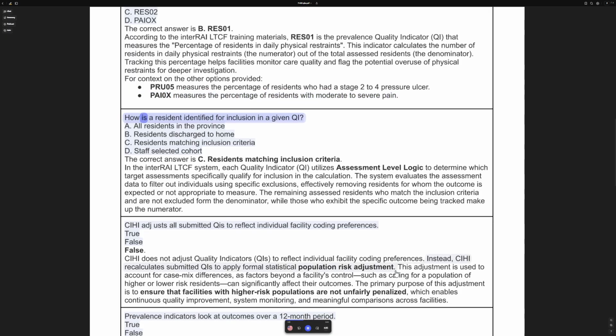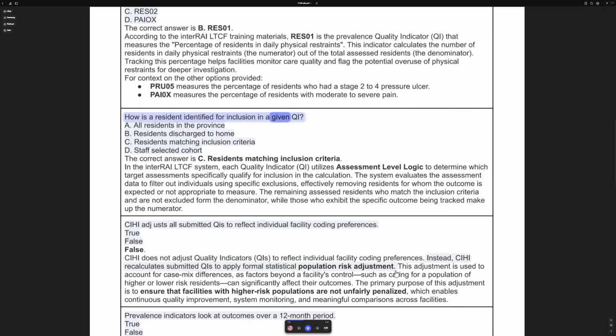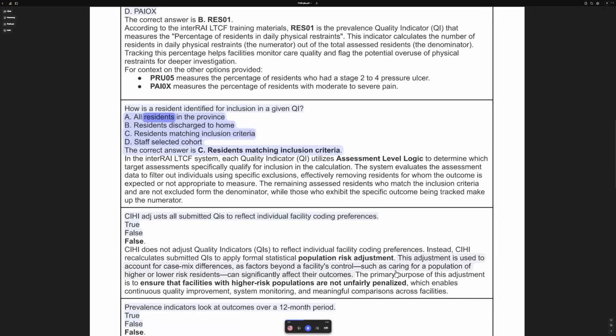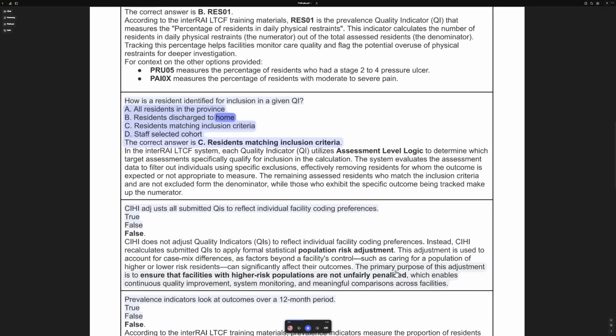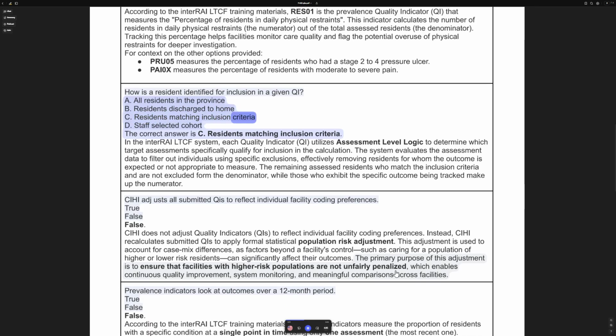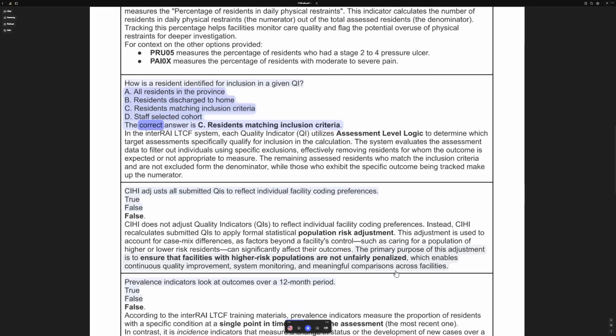How is a resident identified for inclusion in a given QI? A. All residents in the province. B. Residents discharged to home. C. Residents matching inclusion criteria. D. Staff selected cohort. The correct answer is C.